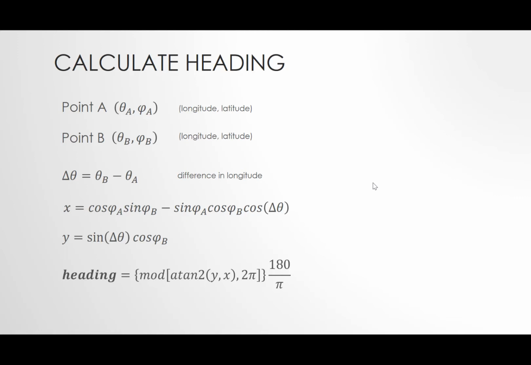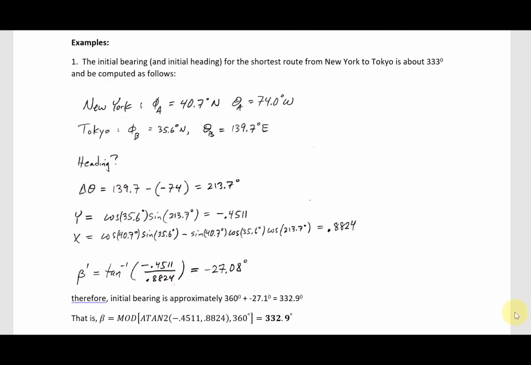Okay, so again, here are the formulas that I am actually using to calculate the Great Circle initial bearing from point A to point B, and it'll be a whole other video, part 2, where I go through the derivation of how I got these formulas and where they came from and why they work. Okay, so what you see here is applying those formulas to a particular example, one that we've already seen, mapped out. Number 1, the initial bearing and initial heading for the shortest route from New York to Tokyo is about 333 degrees and can be computed as follows.